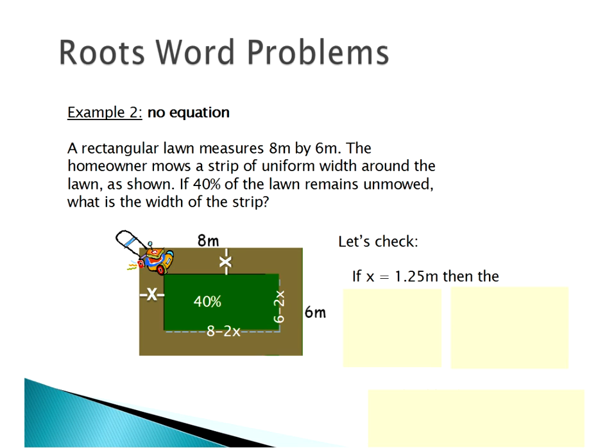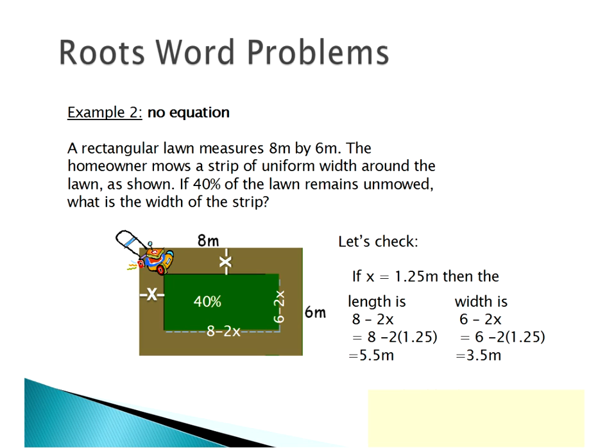We can double check. If we take 2 of those away from 8, we get 5.5, and 2 of those away from 6, we get 3.5. Multiply that together, that gives us the 40% that we're looking for.